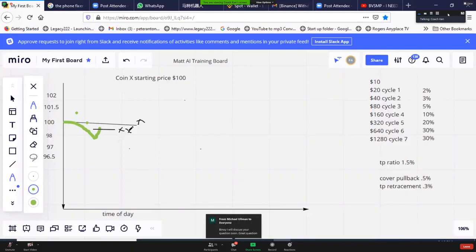So 98.5 plus 98.5 plus 100, which is 296.5, I believe. Is that correct? Divided by 3? If anybody can do the math on that, please. 98.5 plus 98.5 plus 100 divided by 3.